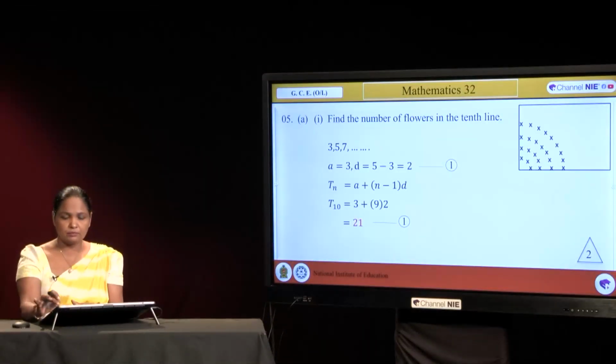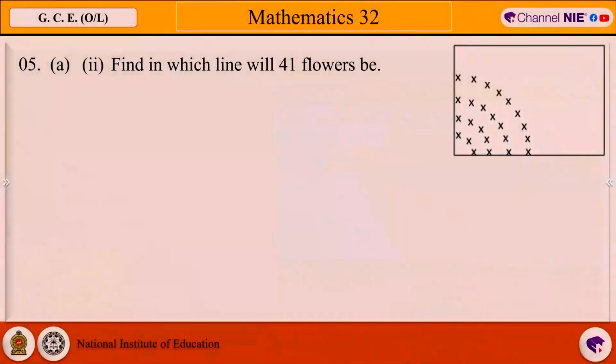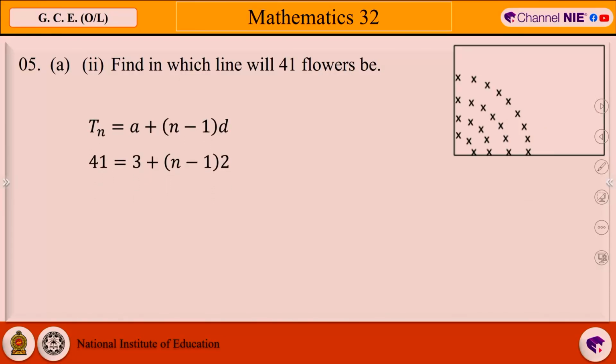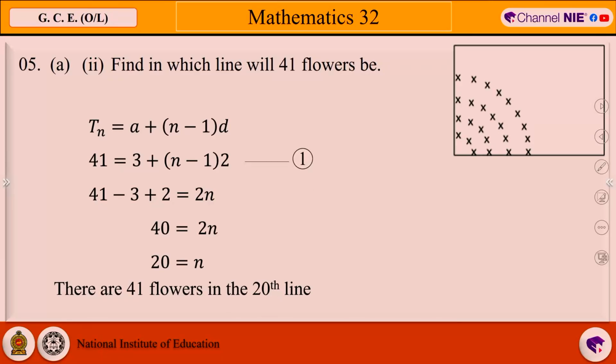Now, we will see the answer for part 2. We have to find in which line will 41 flowers be. Then again we have to use the same formula, but here you are given Tn equals 41. Then A equals 3, here we do not know n, we are going to find the value of n and the common difference is 2. So, once you solve this for n, you will get the value of n as 20. So, how many marks for this? We will see 1 mark for substituting, another 1 mark for the answer, altogether 2 marks again.